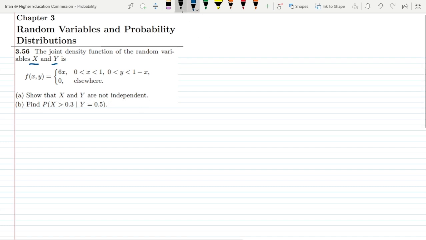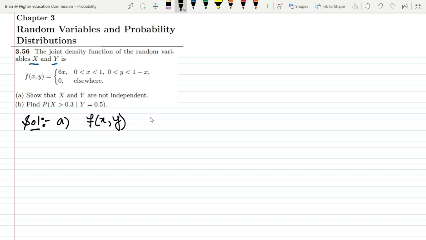Okay, so let me solve it. The solution of part A is, first we have to see what the condition for independence is. Two random variables will be independent if f(x, y) is equal to g(x) multiplied by h(y). If this condition is satisfied for each value of x and y, then those random variables will be independent of each other. Here for x and y, we have to check whether this condition holds or not.